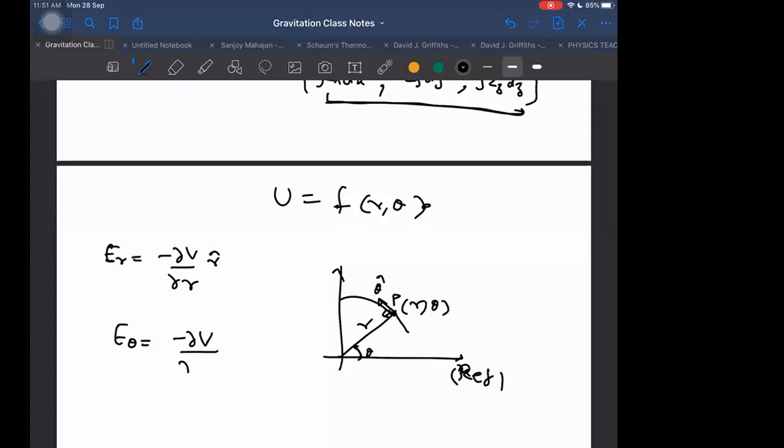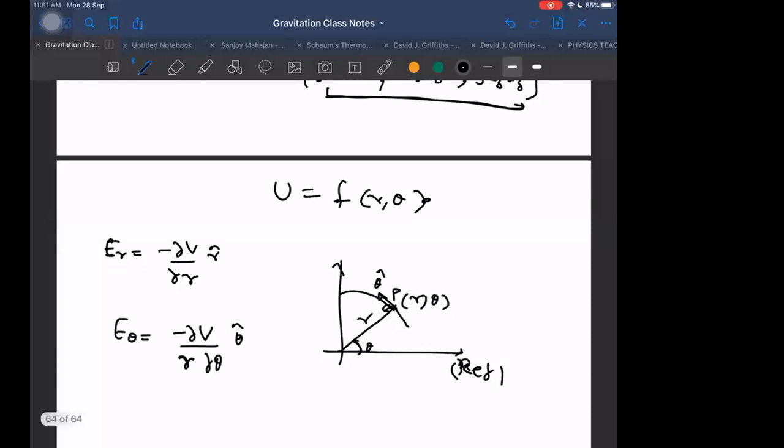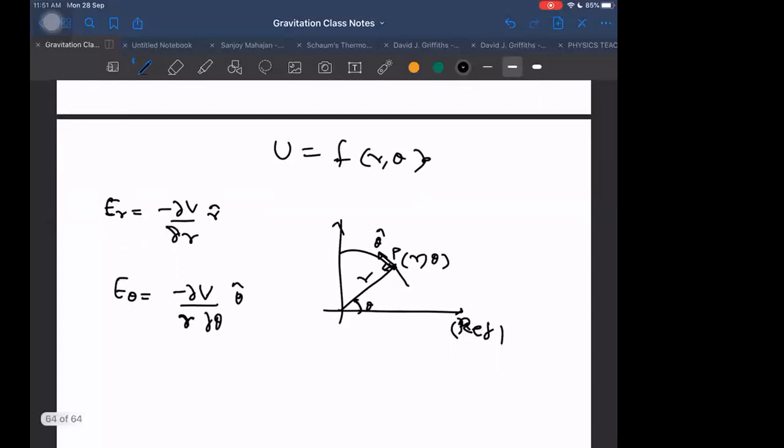So minus of del V by del of r into del theta, and that is along theta cap. The denominator should not be just theta. If you are thinking the denominator should be just theta, it is not right, because we need to differentiate terms dimensionally. Differentiation means I have to differentiate with respect to some distance. So the distance will be dl, the length, which is r into d theta only. So del V by r into d theta.